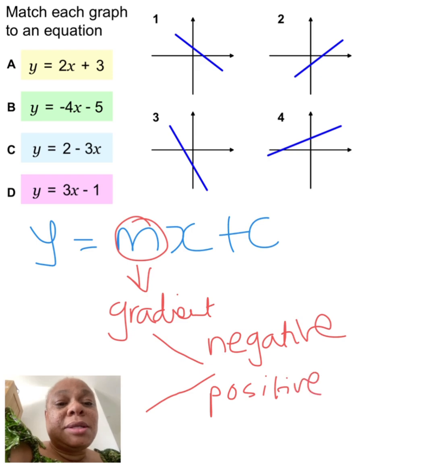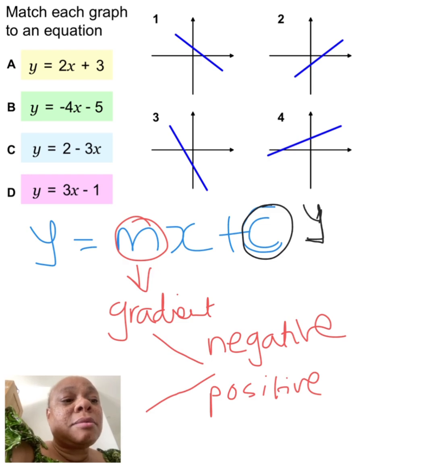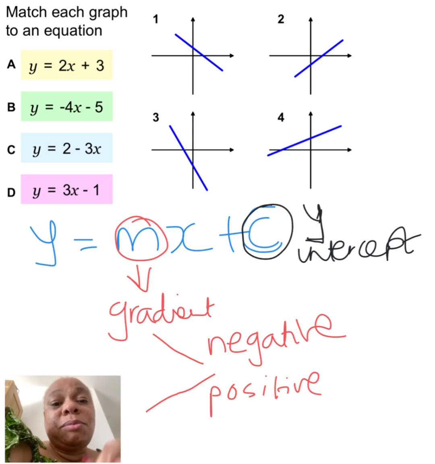So that's the gradient. Then the next thing we need to be aware of is the c term, or the constant, and that's always the y-intercept. That is where the line crosses the y-axis. We call that the y-intercept. Okay, so take a note of that, and then we will proceed.